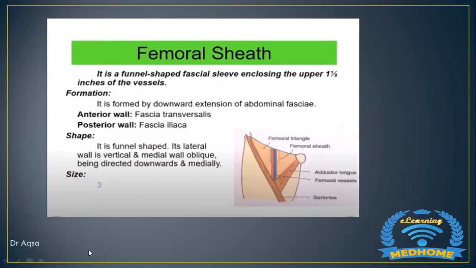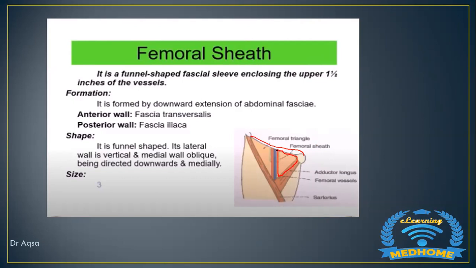So if you look here, this is the inguinal ligament we have, and the area below the inguinal ligament is known as the femoral sheath. It is 1.5 inch, or 2.5 centimeter, below the inguinal ligament.